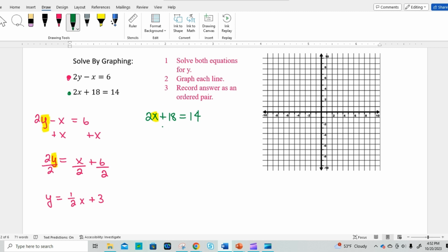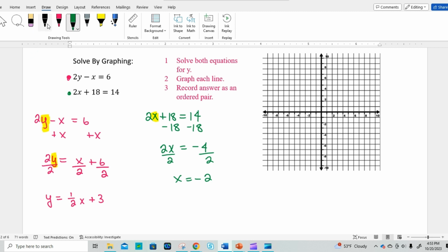So I'm going to subtract 18 from both sides, and I will get 2x is equal to -4, and then I'm going to divide by 2. So I get x is equal to -2. Okay, so this solve is probably more familiar because it's just like solving any other equation for x. The thing that might be a little unfamiliar is what does that mean in regard to graphing?